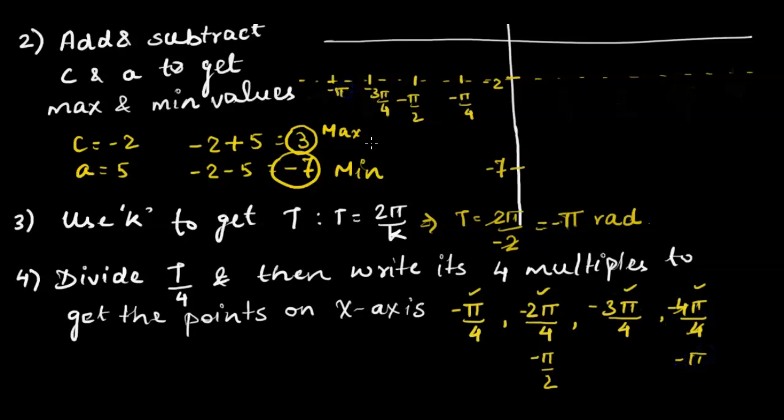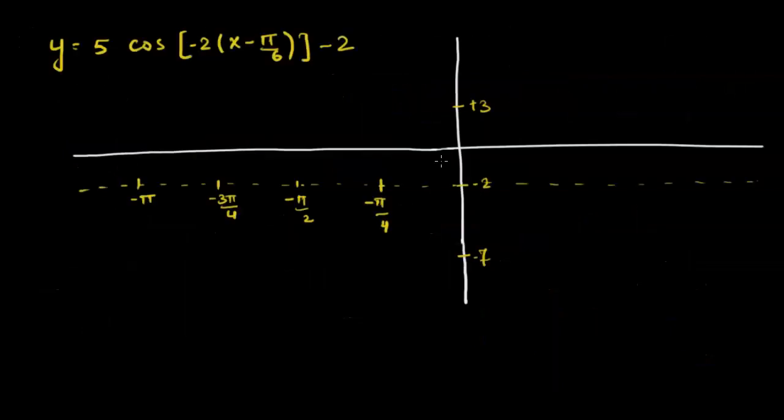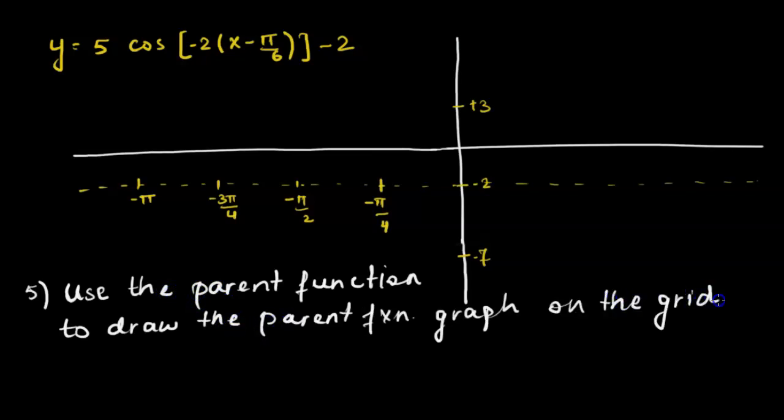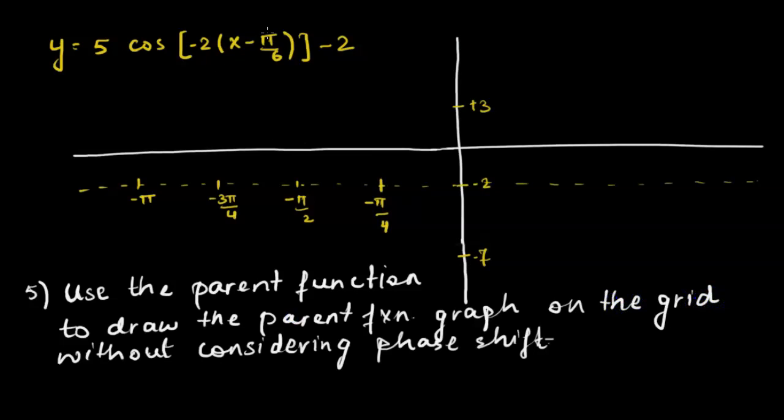So we always need to make sure that the fourth point should always be equal to the time period we got in step number 3. Now this is what we have obtained so far after completing step number 4. Step number 5 is use the parent function to draw the parent function graph on the grid without considering phase shift. Phase shift in our question is this pi by 6, right?